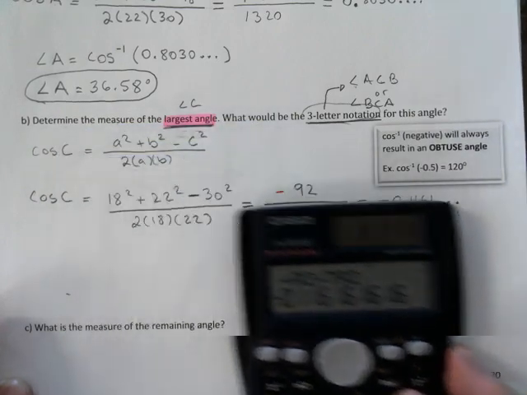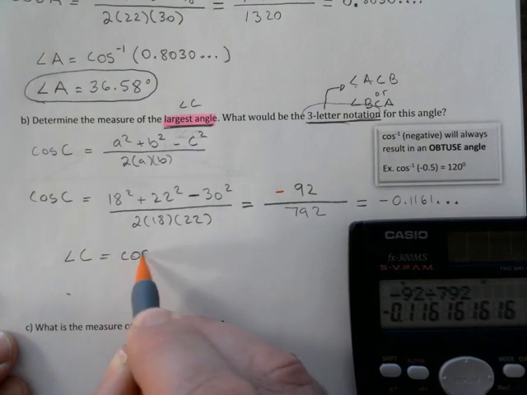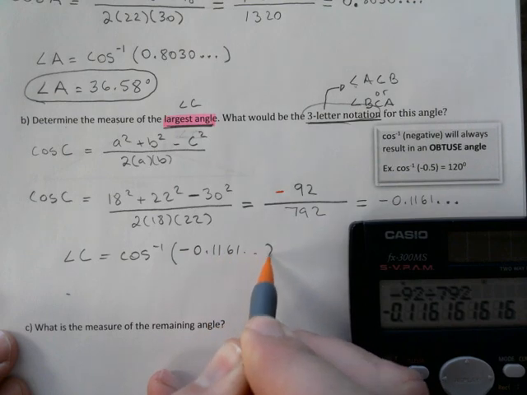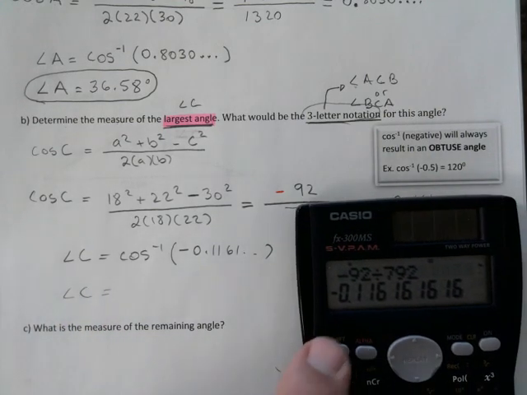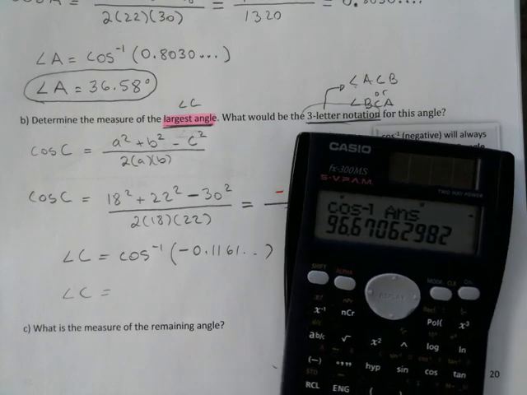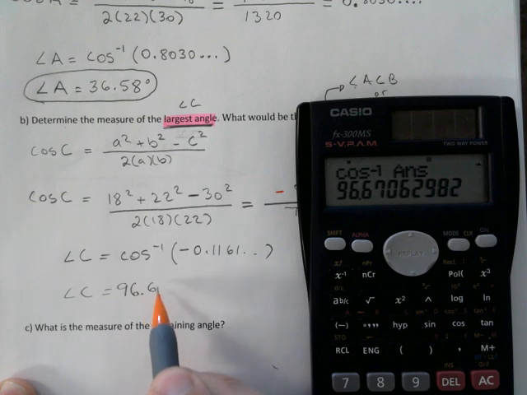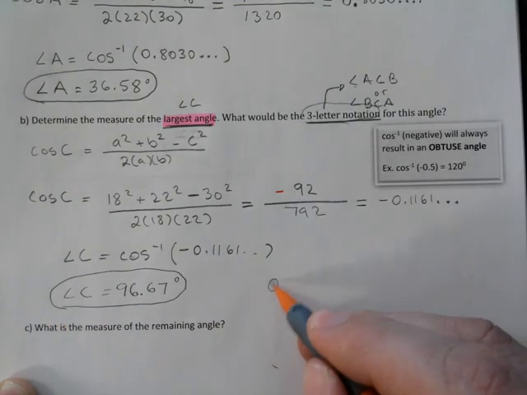So keep that on your calculator, and we're just going to show our work here. Angle C is equal to cosine inverse of negative 0.1161. And here is why it is important. You're going to get an obtuse angle. Watch. Shift cos equals, that's 96.67 degrees.